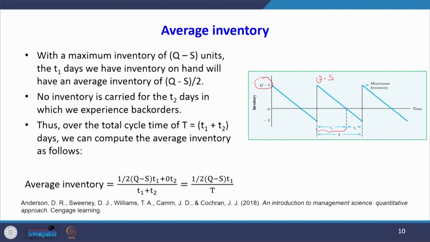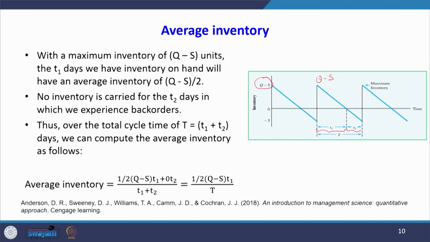So, the average inventory is Q minus S upon 2. This is the same idea we used when we were deriving the economic order quantity, EOQ. There we used Q, the maximum inventory, divided by 2, but here, instead of that, we are using Q minus S upon 2. So, no inventory is carried for the T2 days. During this period there is no inventory, in which we experience the back orders.